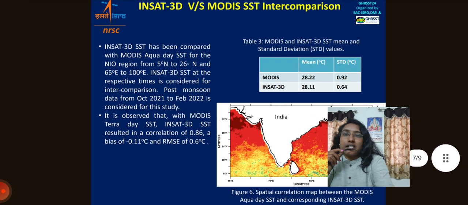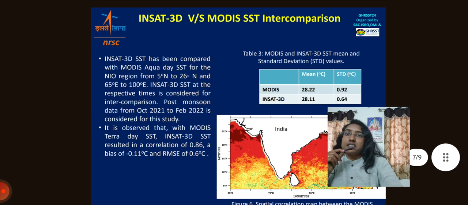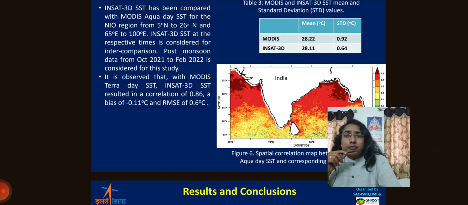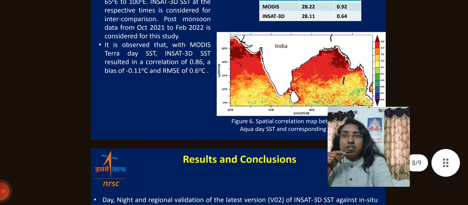Coming to the satellite comparison, INSAT-3D SST versus MODIS SST. This is the spatial correlation map for INSAT-3D versus MODIS SST. We have found a very strong correlation of 0.86 with a bias of minus 0.11 and RMSE of 0.06, and the table shows the mean and standard deviations of the MODIS and INSAT-3D SST. Here we have considered the MODIS Aqua Day SST and we have found a very strong correlation.